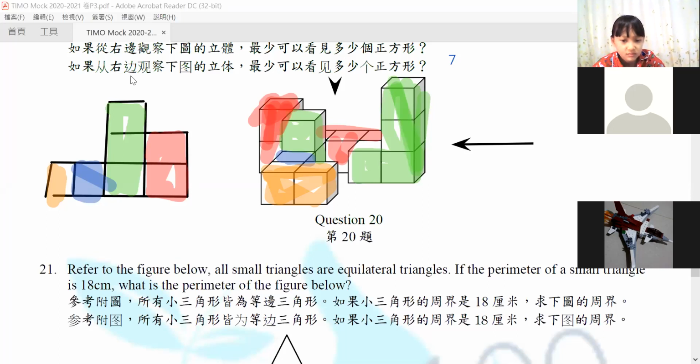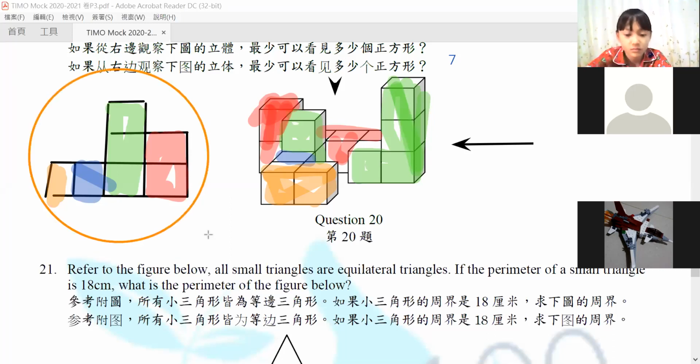Which 7? Snow, look at your left hand side. This circled one is what we see if we look at it from our right hand side. This is what we see. So there's only 7 of them.